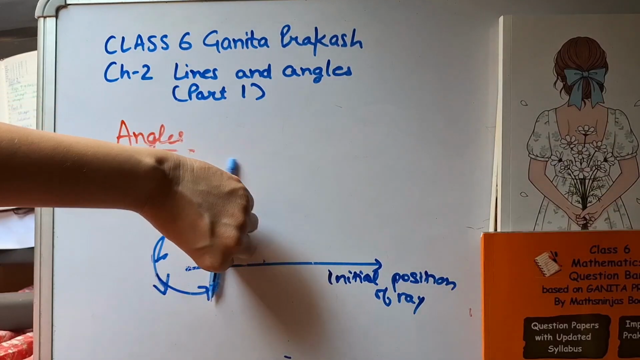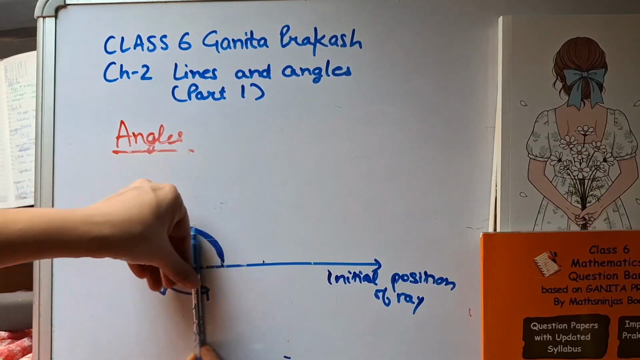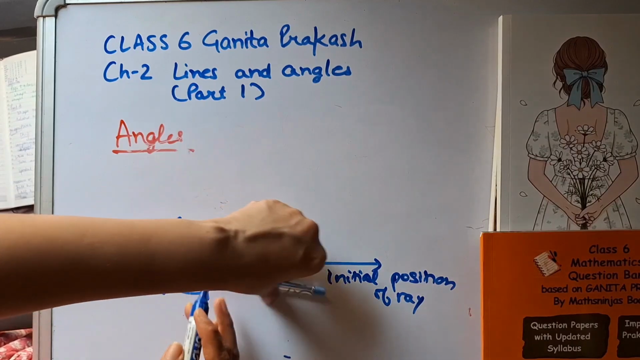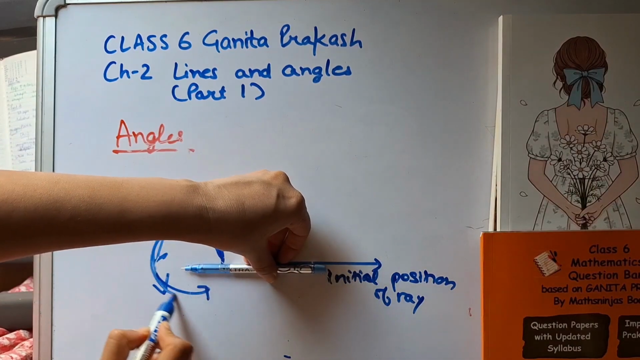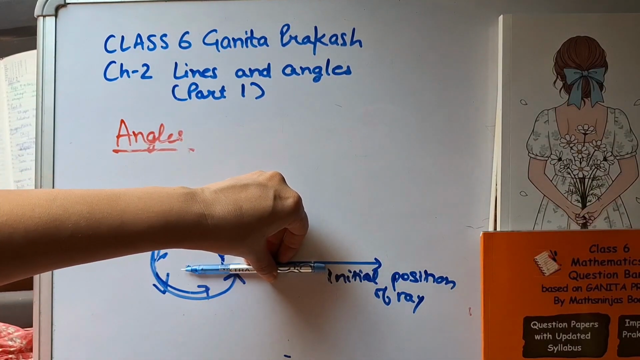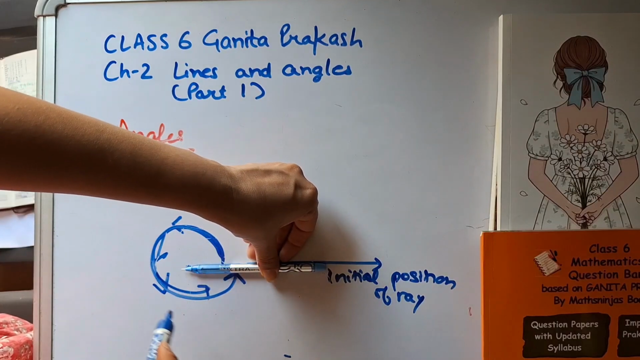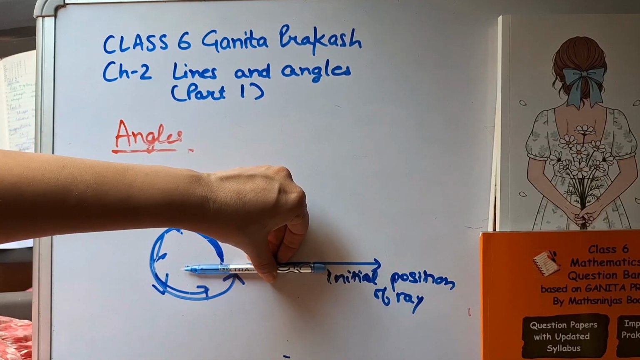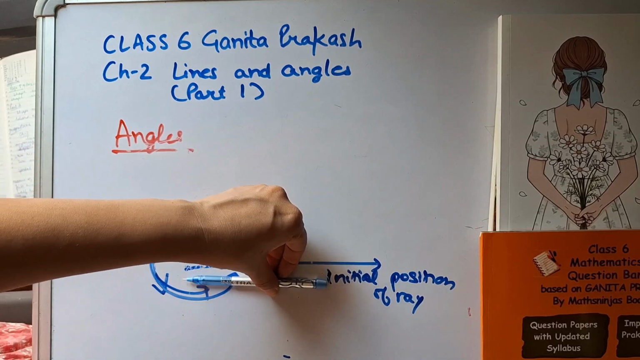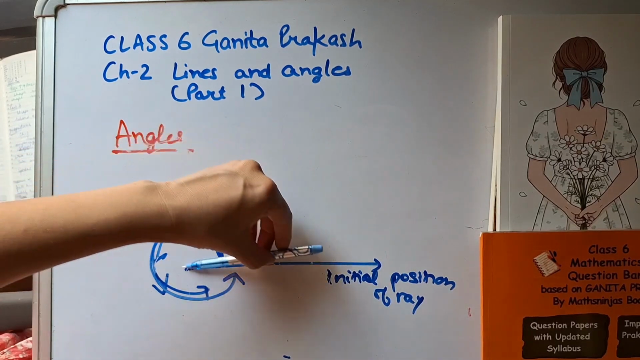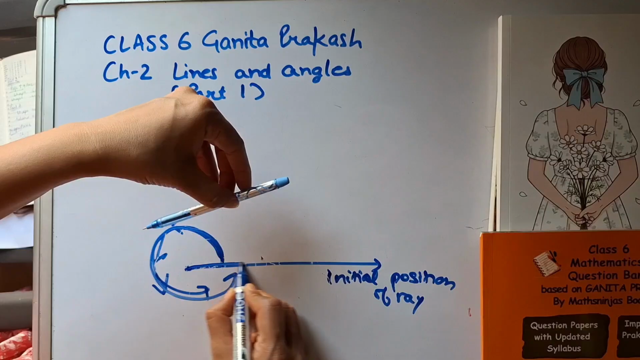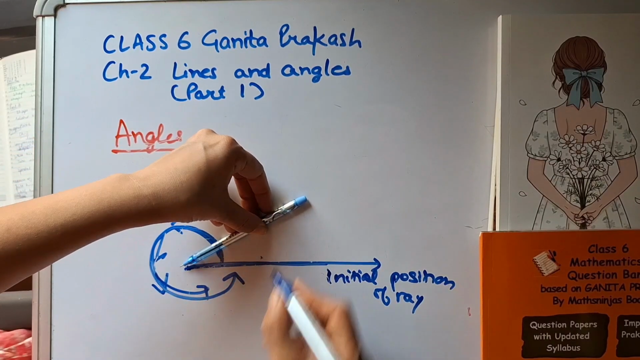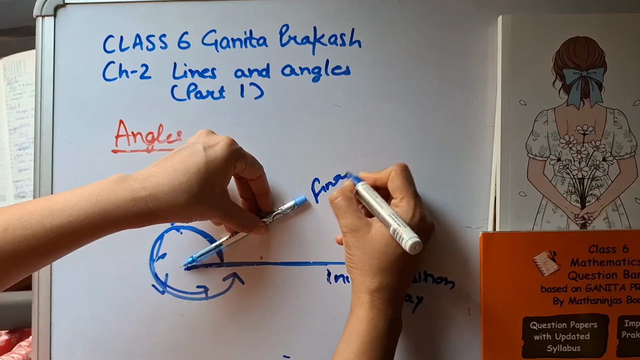And if you rotate it like this again, then your final position makes an angle like this. So you take a complete rotation, you make a complete angle. This is how your angles are formed. And say this is your initial position, and you rotate it, and suppose this is your final position of the ray.